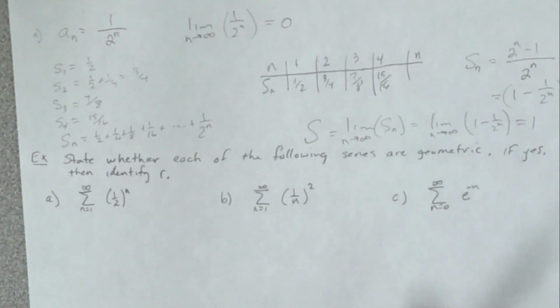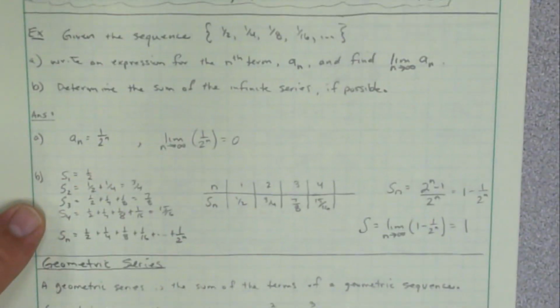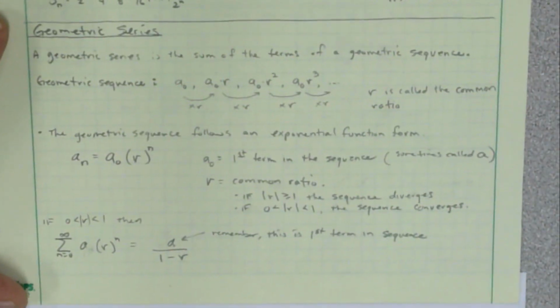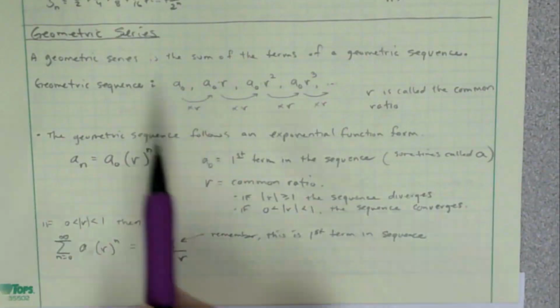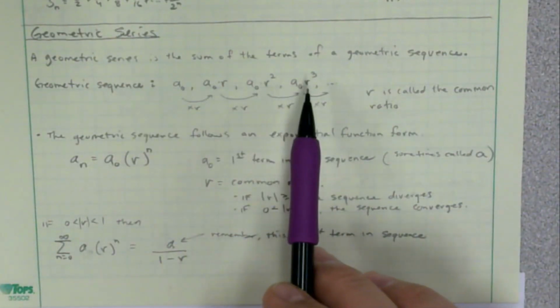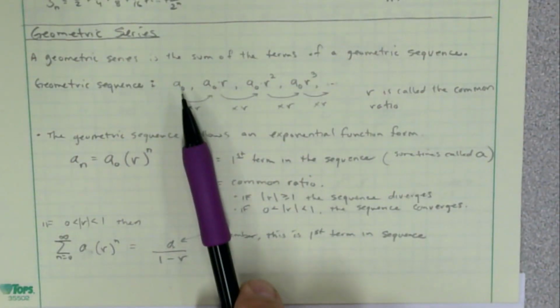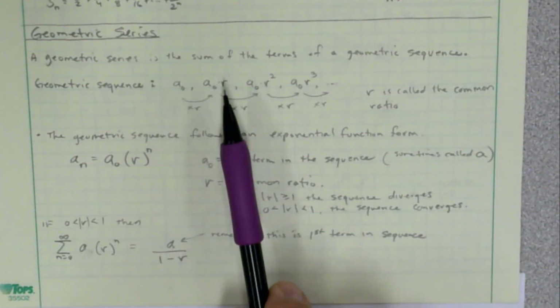Okay, so let's look at some of these other things down here. Before I do that, let's look at some other information. So this is what I had written right here. We just did this example here. Let's look at the geometric series, so that we don't have to recreate that all the time. A geometric series is the sum of the terms of a geometric sequence. In a geometric sequence, you have an initial number, and then you're multiplying by a common ratio each time.